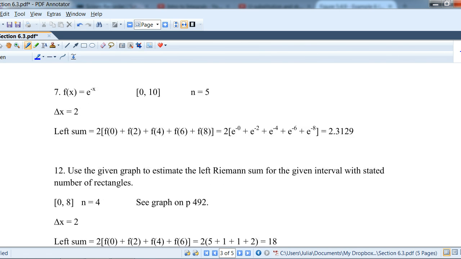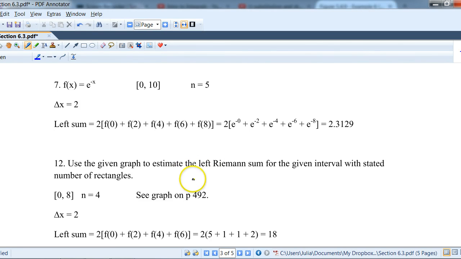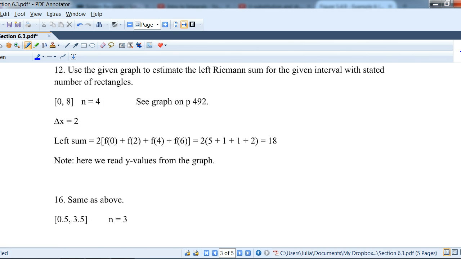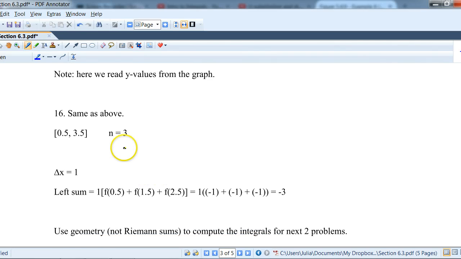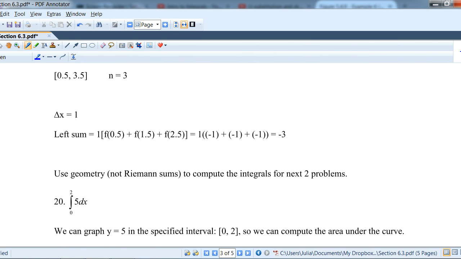And same thing, as you'll notice, you may have to look at the graph to get the y values, but it's the same kind of idea if you're given the graph instead of the function. Same thing in number 16. You may have 3 rectangles and it's from 0.5 to 3.5. So it's the same idea. Start with 0.5 and keep adding 1. Then it's 1.5, then it's 2.5. And read it off from the graph.